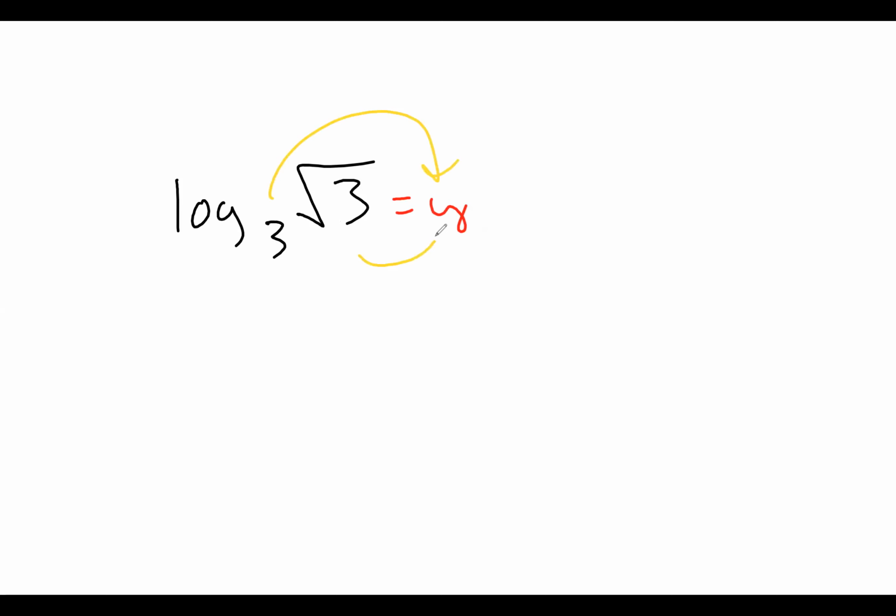So let's say that we have log base 3 of the square root of 3. That's what you're gonna be given, and you're gonna put equals y. Then you're gonna draw your arrows just like normal, and that gives me 3 to the y equals the square root of 3. So far, so good? Yeah.